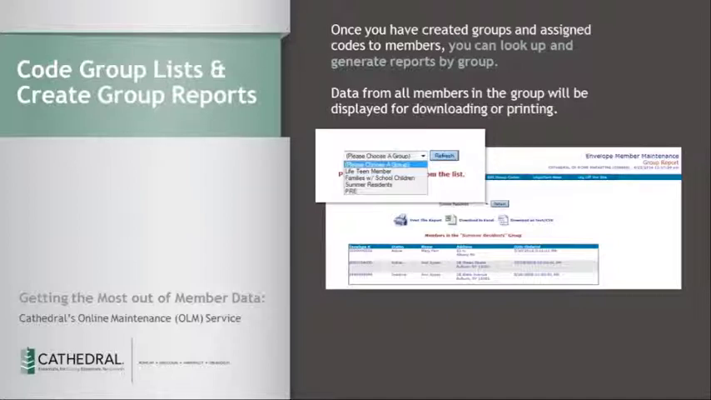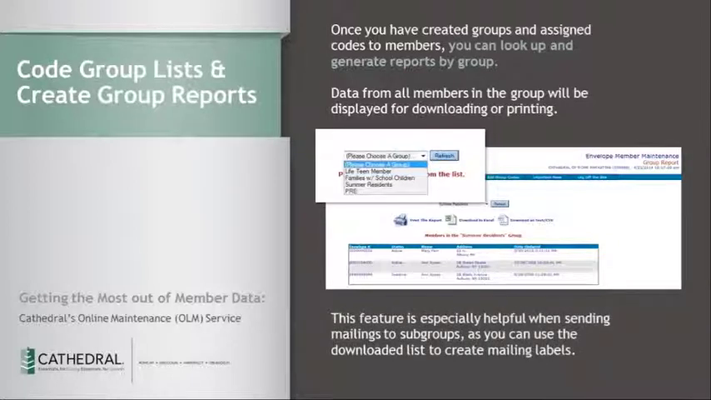Once you have your listing, you can then print it and/or download it to the various options available. This feature is really helpful when you're sending out mailings to subgroups. Like we talked before, you can use the Microsoft Excel and Word applications to generate mailing labels or envelopes or even letters.